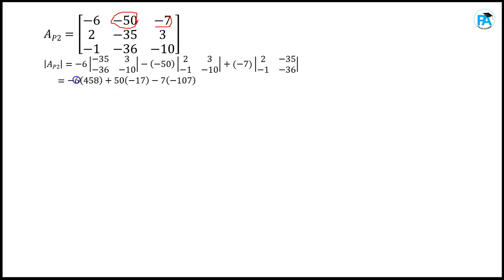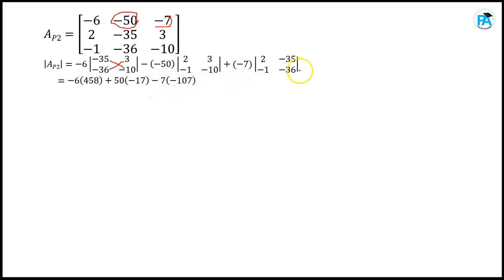So this gives you negative 6 times negative 35 times negative 10 minus negative 36 times 3. Be very, very careful. Fix it properly on your calculator. You get 458. Plus, now the reason why this place is plus is that originally it was negative, but because this value was a negative value, negative times negative becomes positive, right? So positive 50. And then 2 times negative 10 is negative 20, minus negative 3 gives you negative 17.